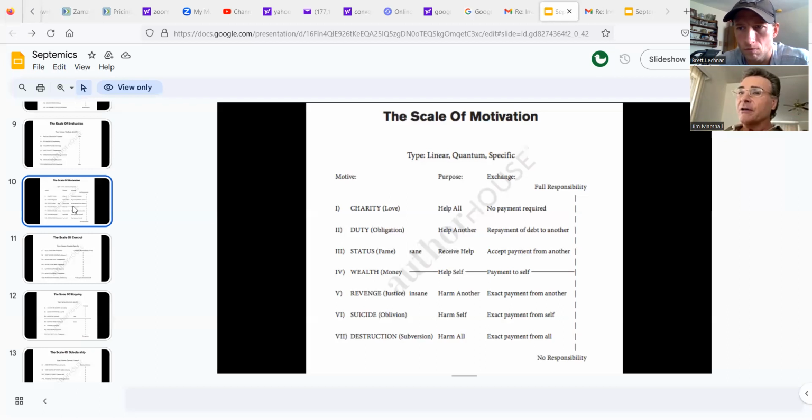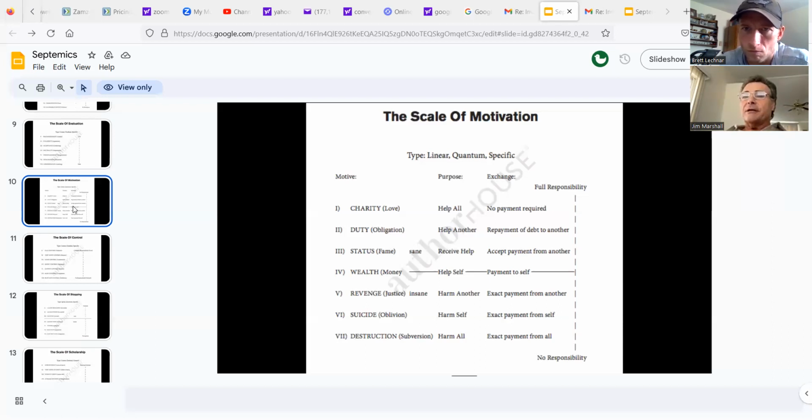It's a higher level. Collecting money really is a kind of crass thing. I mean, anybody can do that. Armed robbers do that, right? And those aren't people who are seeking status or fame. They want to hide out.